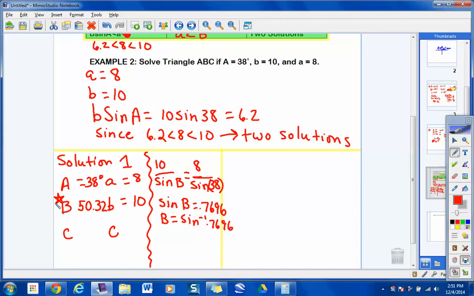Remember that idea about the sine of 60 degrees and the sine of 120 degrees at the very beginning? What does 60 and 120 add up to? 180. Anybody got a guess what the other angle B might be in the second solution, estimate-wise? 130. Who said 130? Jackie, why do you think 130? Because it would add up to like 180.